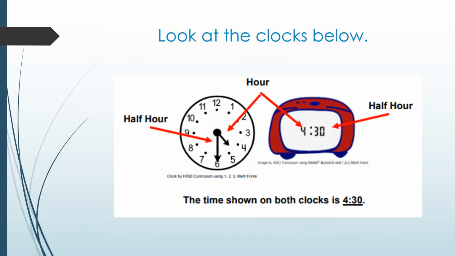Look at the clocks below. We have an analog clock as well as a digital clock. Our hour hand is here. The short hand is our hour hand, which tells the first digit on a digital clock. Our long hand is pointing at the 6, which is a half hour. Half of an hour is 30 minutes. So here, the time shown on both clocks is 4:30.